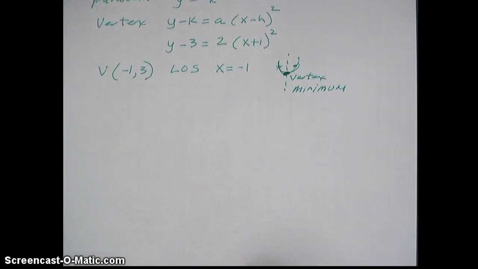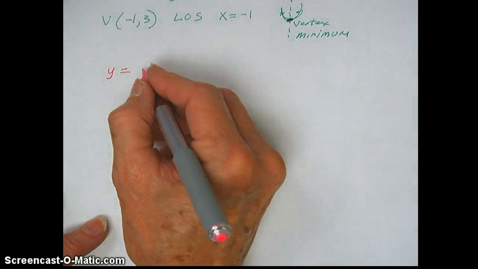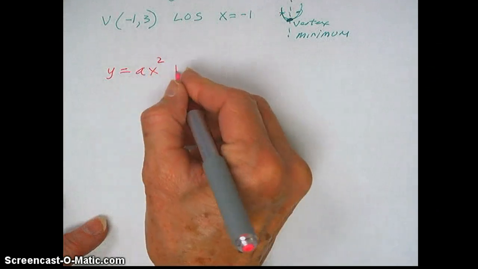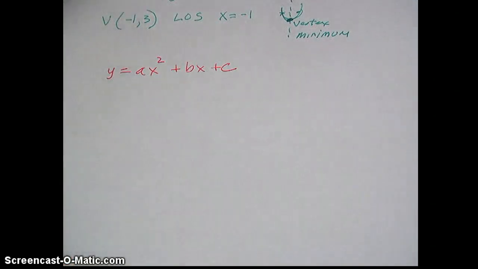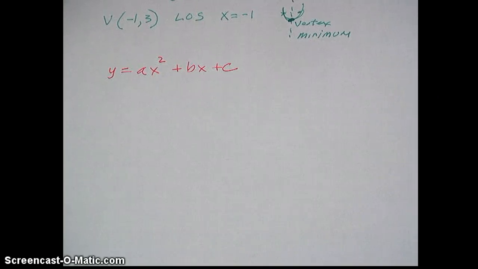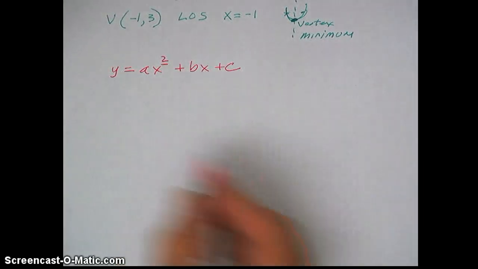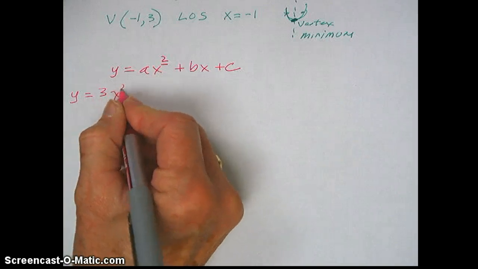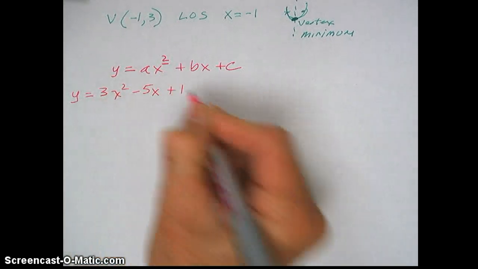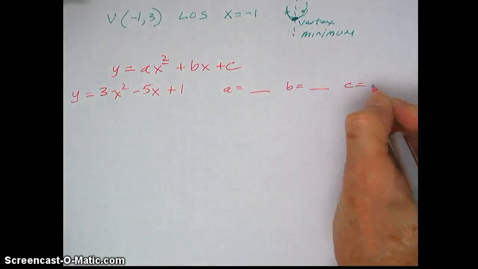Today we're going to look at what's called standard form, and standard form is a little different. It'll be in the form ax squared plus bx plus c. And again, some of these points a, b, and c will tell us something about the parabola. Again, we know it's a parabola because it's an x squared. Let's identify these values first. So if I have 3x squared minus 5x plus 1, what would a, b, and c equal?